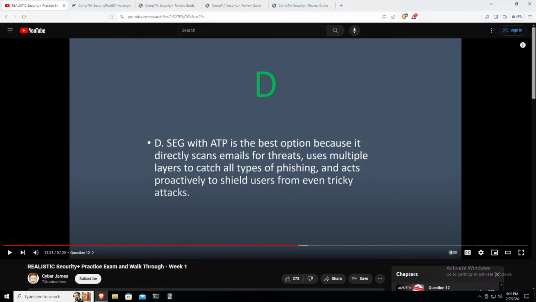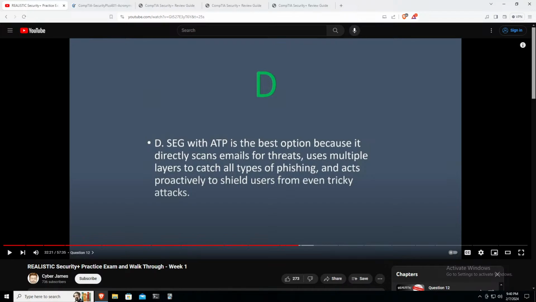SEG with ATP, advanced threat protection. For context on the Security Plus, there is advanced, I believe, advanced threat persistence, right? Or sorry, I got it backwards. APT is advanced persistent threats. ATP is advanced threat protection. Okay, clear that up in my head.